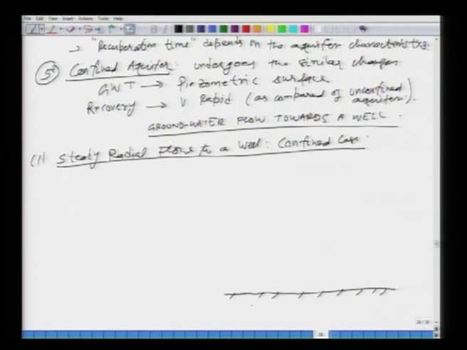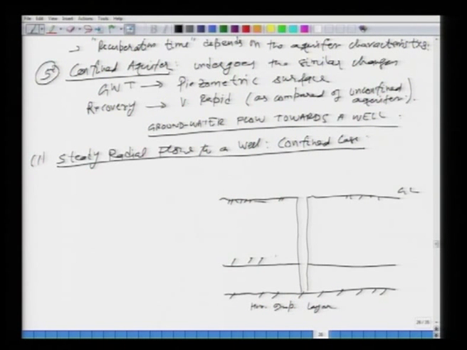This is your horizontal impervious layer at the bottom, okay, and we are looking at the confined case, in which this is your ground level. You have a pumping well which completely penetrates the confined aquifer, and this is, let us say, your confining layer.